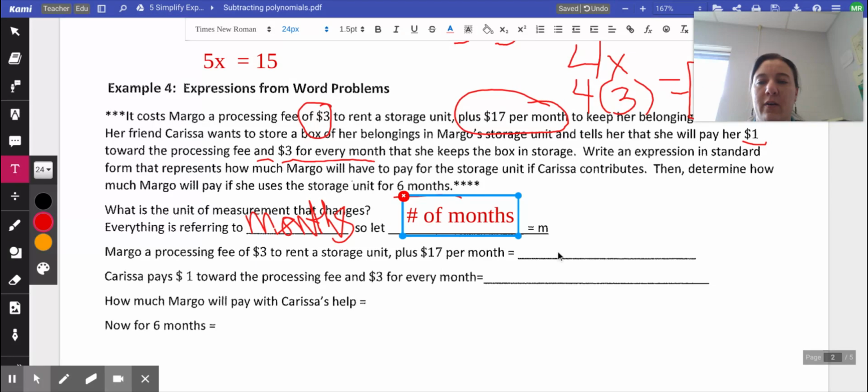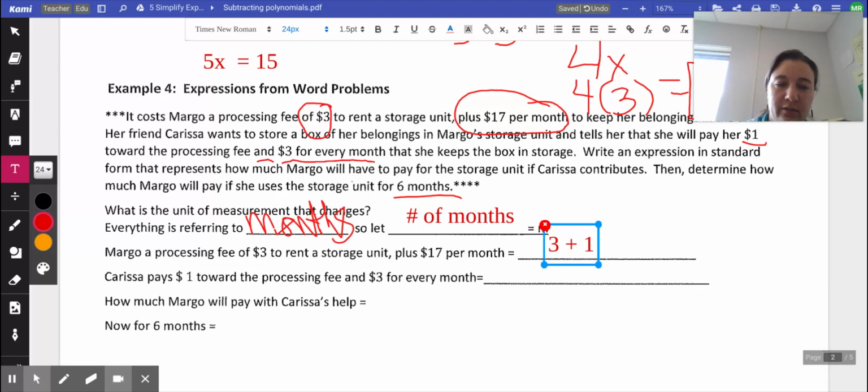So you have to pay people before you even put anything in the storage unit, $3. And extra, additional, plus $17 per month. So let's think it through. 1 month is $17. And then another month is another $17. So for 2 months, it would be what? 34. And then another 17 gets added. Repeated addition is multiplication. So I can write times M, or because it's a letter next to a number, I don't have to write the times sign. So this is the expression for Margot.